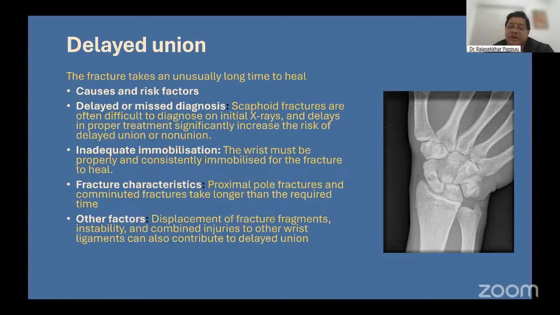Another is inadequate immobilization. Sometimes when you apply a plaster, you don't immobilize the thumb, so you are not immobilizing it properly. Also fracture characteristics: proximal pole fractures are prone to non-union and delayed union. Other factors include displacement of the fracture fragment, instability, and comminuted fractures.